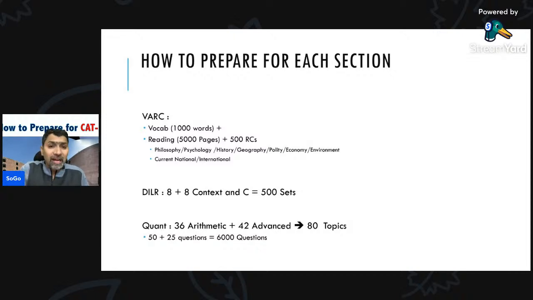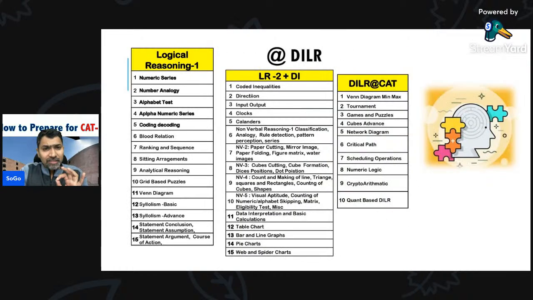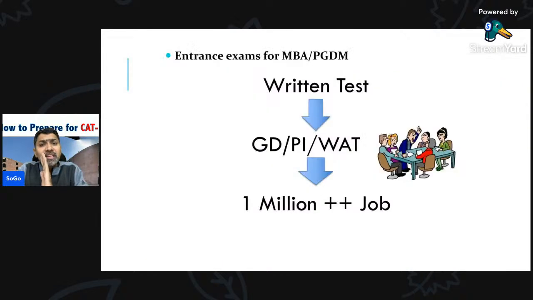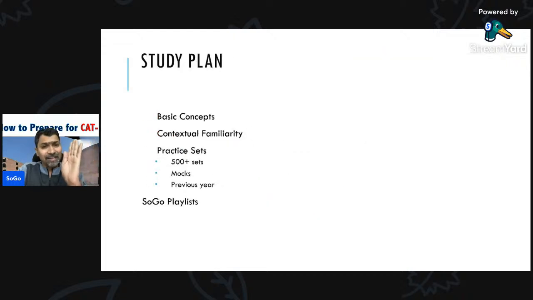Next comes DILR. As I told you, there are around 8 topics, right? 8 different topics, as you can see here in this slide. So these are the 10 topics, in fact, right? And the 8 sessions, ये total 16 हो जाता है. Start from here, basic DI, and then basic LR. These topics are more than enough to have the basic understanding, right?